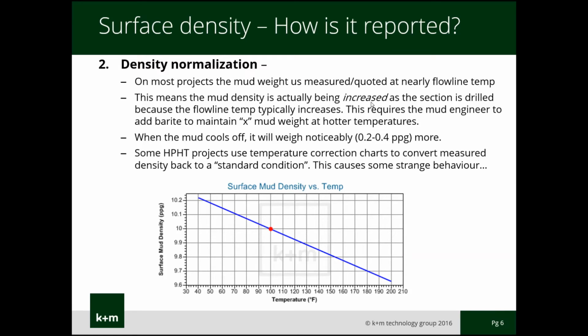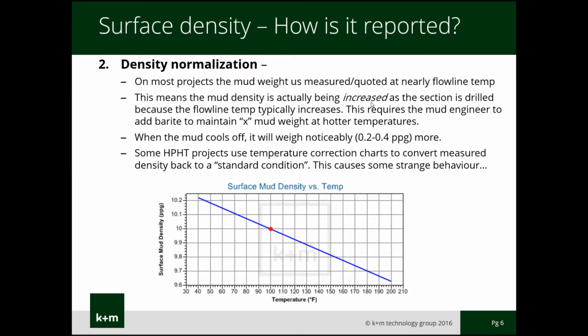Second issue is density normalization. On occasion, this is rare, but on occasion, some operations will normalize their measured mud weight back to a certain standard condition, a certain standard pressure, certain standard temperature. Now, for most projects, this is not an issue for most folks, but on most projects, the mud weight that is reported is reported very closely to the flow line temperature. And however much cooling takes place between when the sample is caught and when the density is actually read, there's a small difference, but it's fairly close to flow line temperature.